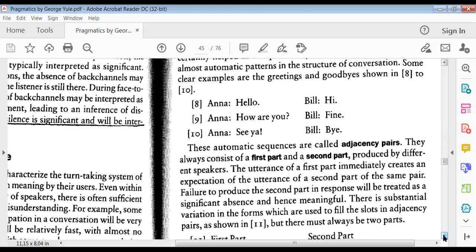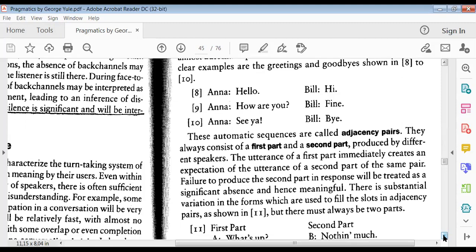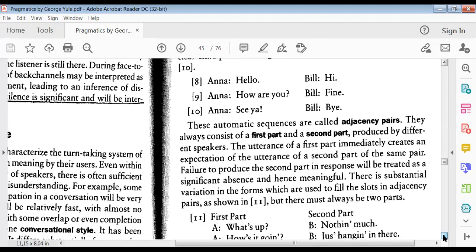Adjacency pairs always consist of a first part and a second part. So hello is the first part and the second part is hi. And how are you is the first part and fine is the second part. Now, the utterance of the first part immediately creates an expectation of the utterance of the second part of the same pair. Failure to produce the second part in response will be treated as a significant absence and hence meaningful.